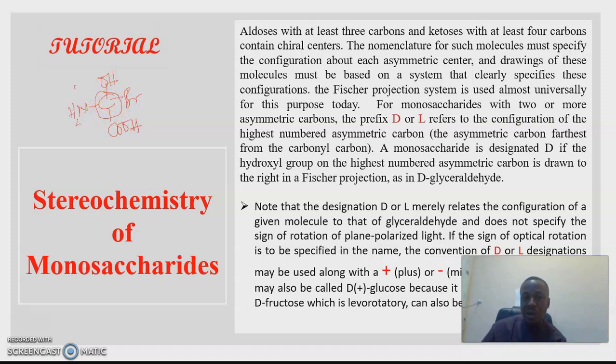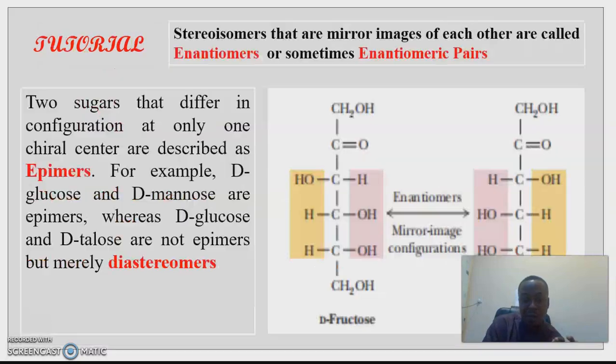And drawing these molecules must be based on a system that clearly specifies the configuration. The Fischer projection system is almost universally used for this purpose. Now, for monosaccharides with 2 or more asymmetric carbons, the prefix D or L refers to the configuration of the highest numbered asymmetric carbon. Usually, the carbon that is farthest from the carbonyl carbon.